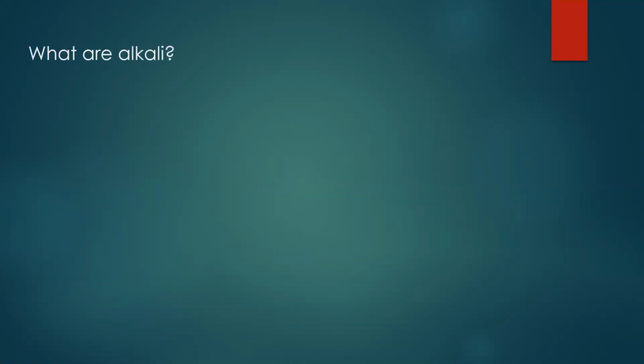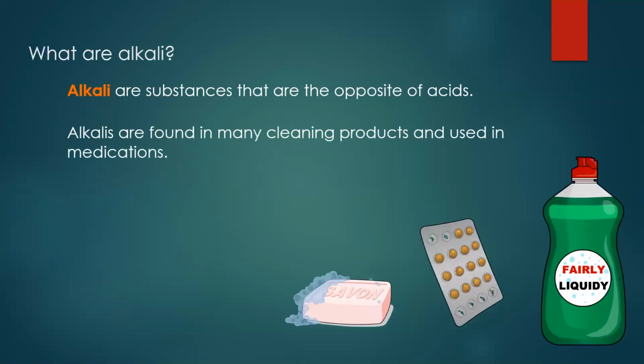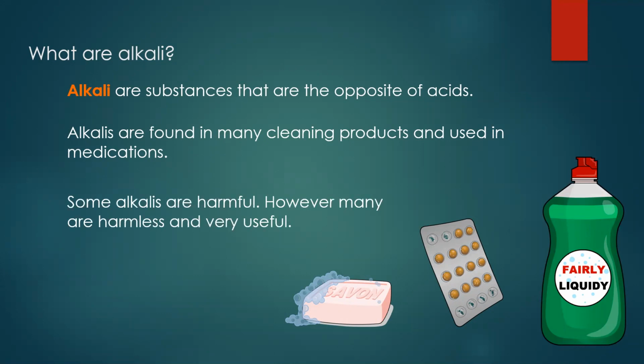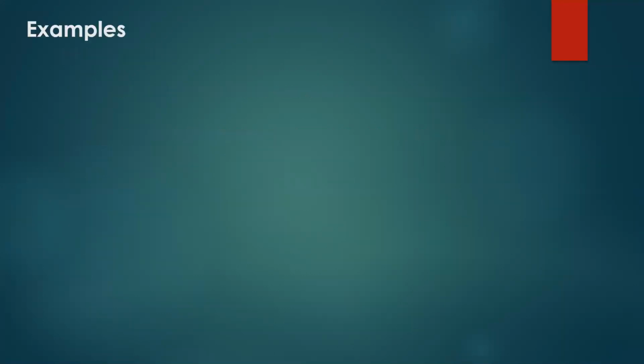What are alkalis? Substances that are opposite an acid, and we've already covered what acids are. They're found in cleaning products and also used in medications. Some are harmful, however, many are harmless and useful. So let's have a look at some examples.